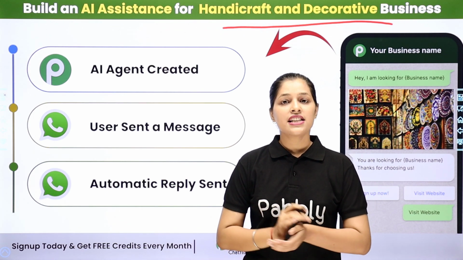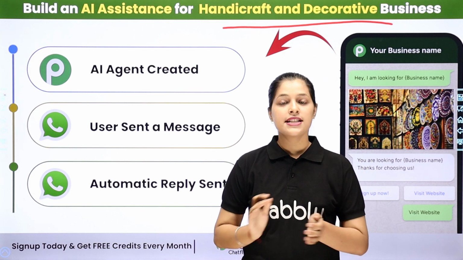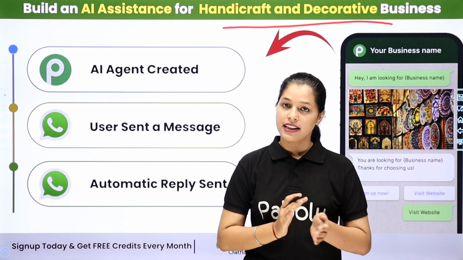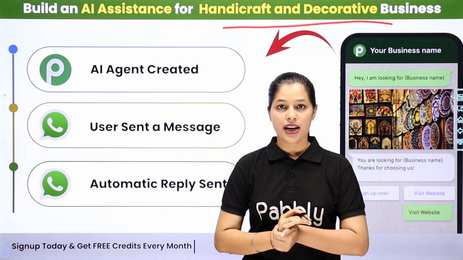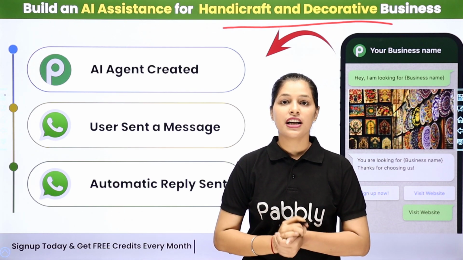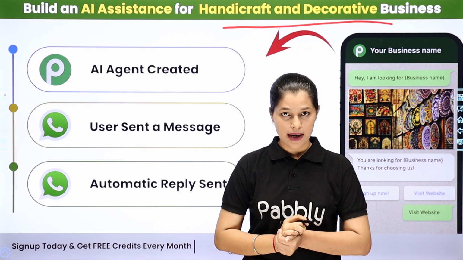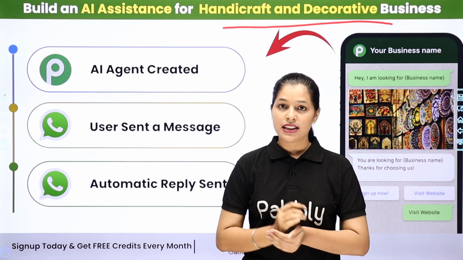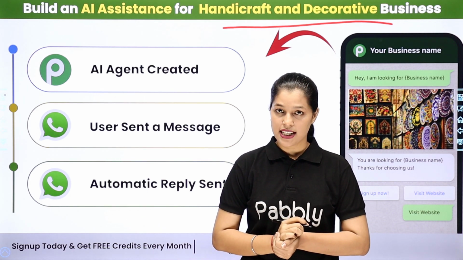So as a handicraft and decorative business owner, I receive a lot of queries from my customers regarding the products, handmade pieces and pricings. So in this video I am going to build an AI agent WhatsApp chatbot that will answer my customer queries in my absence and provide them product details on the basis of the knowledge base I have provided to it.